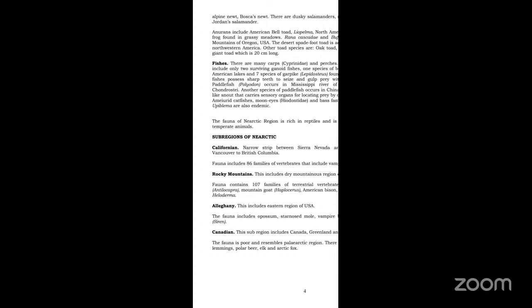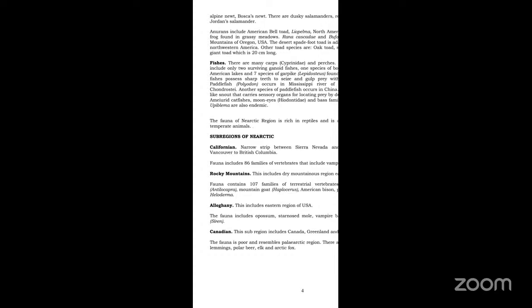Now the Californian is a narrow strip which is found between the Sierra Nevada and the Cascade Range. It is from Vancouver to British Columbia, meaning it includes these particular places. Then the fauna of this region includes 86 families of vertebrates, that include only the vampire and the free-tailed bats.